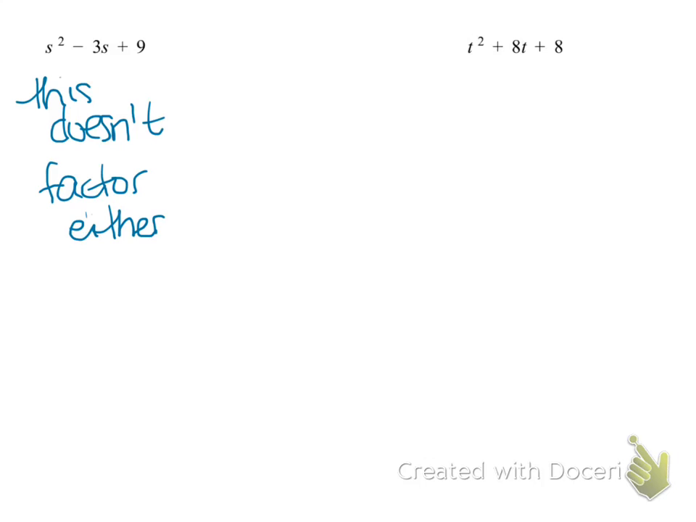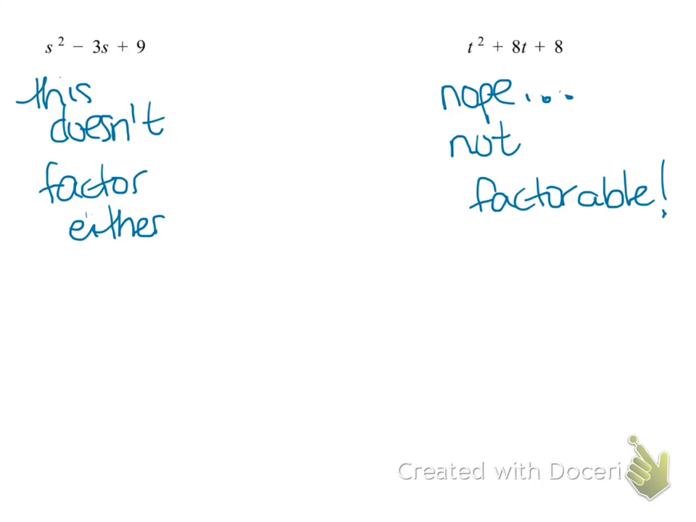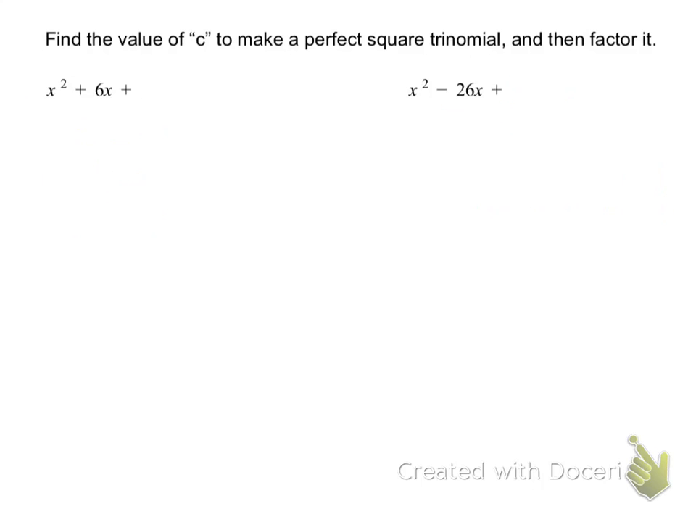And if you look at these last two, neither of them factor as well, so they are not perfect square trinomials. But don't be mistaken into thinking that just because it factors, it's a perfect square. Because if you remember that second example that we did, it factored, but it wasn't a perfect square trinomial. Now let's try to find the value of c to make a perfect square trinomial and then factor it.